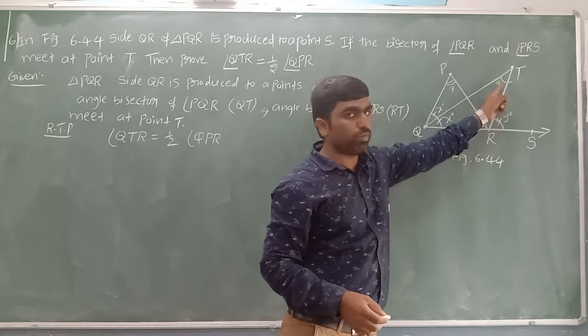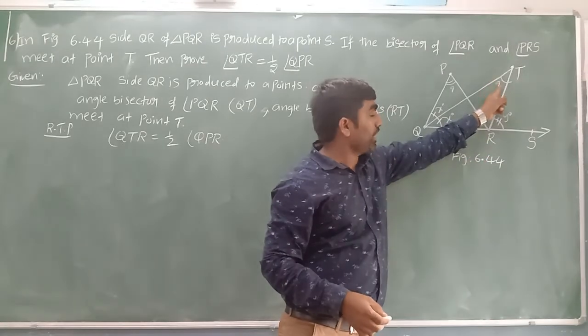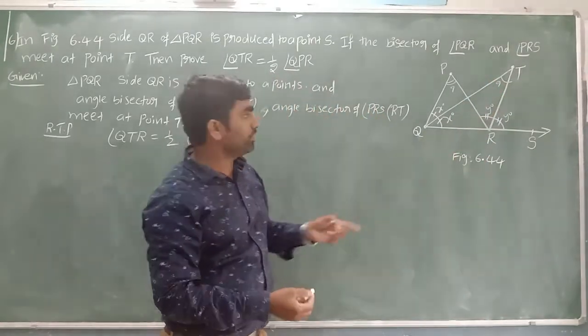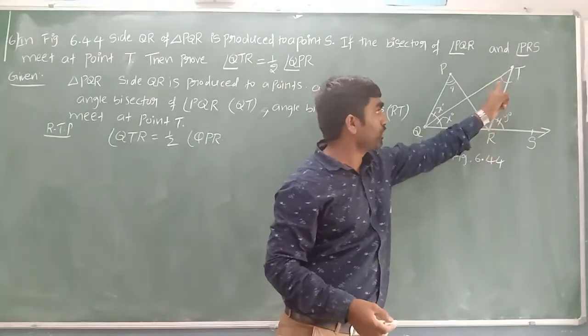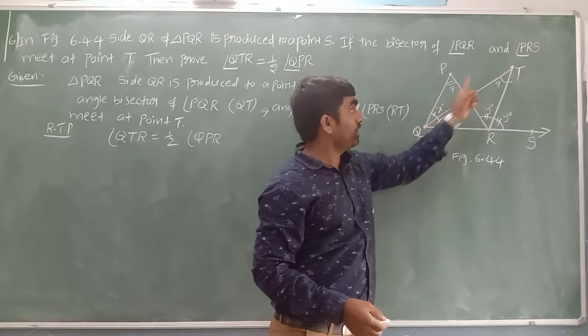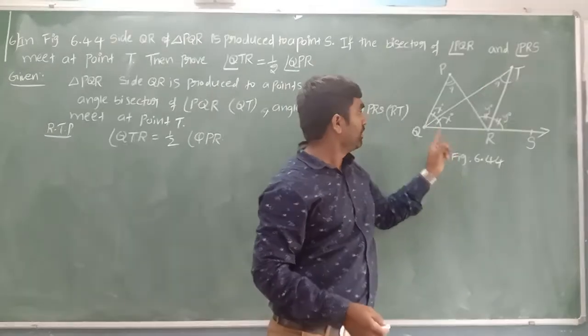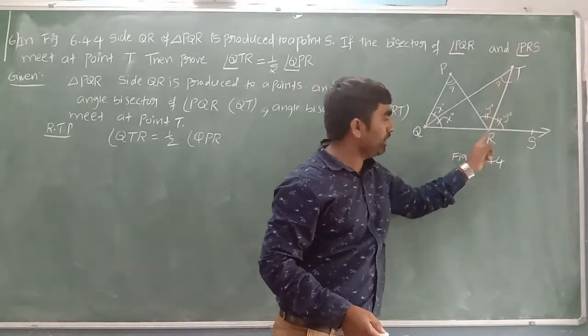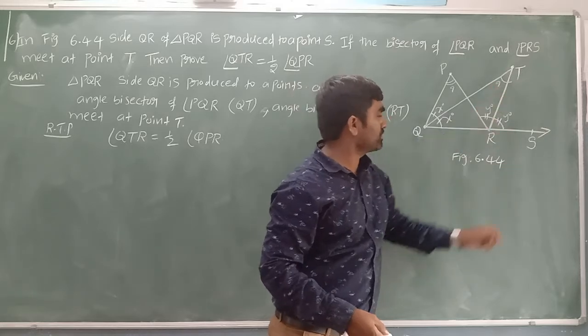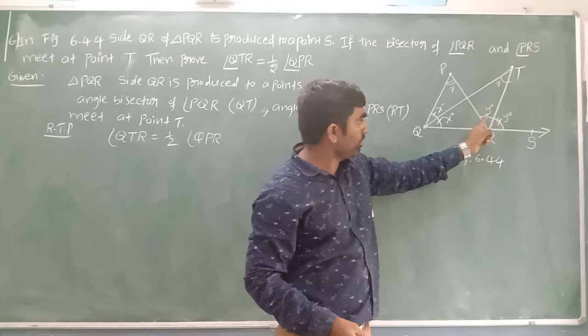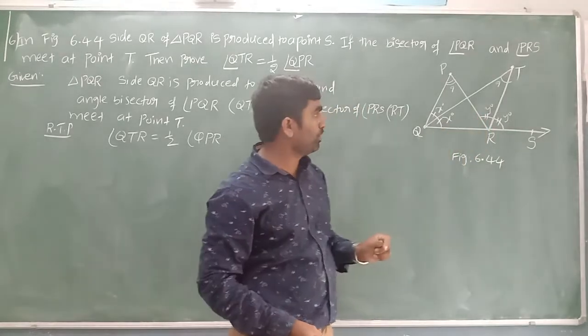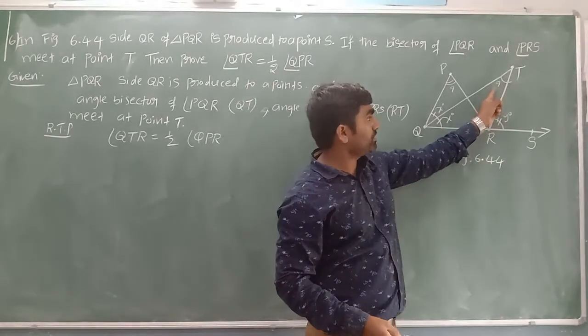QTR. This angle I want to know. To know this angle, which triangle we have to take? QPR or QTR? Yes, to know this angle, better you can go with QTR triangle, sir. If I take QTR triangle, tell me how can I find this? This complete angle I don't know. This is only y. What about this part? We don't know. Then how can I find this?